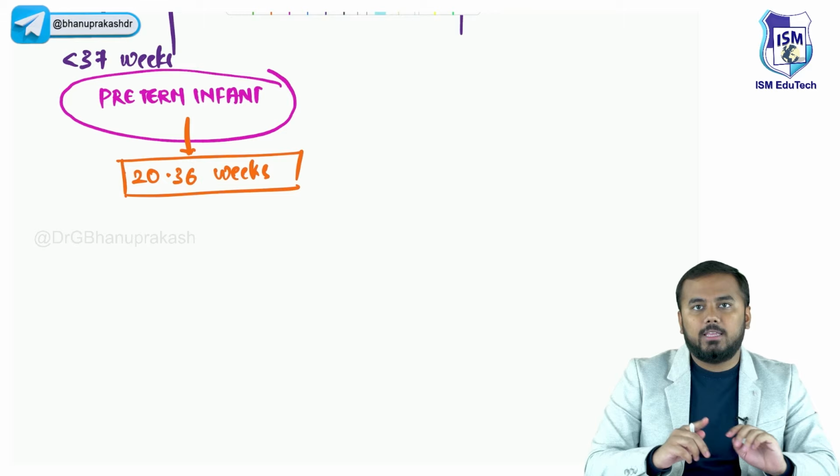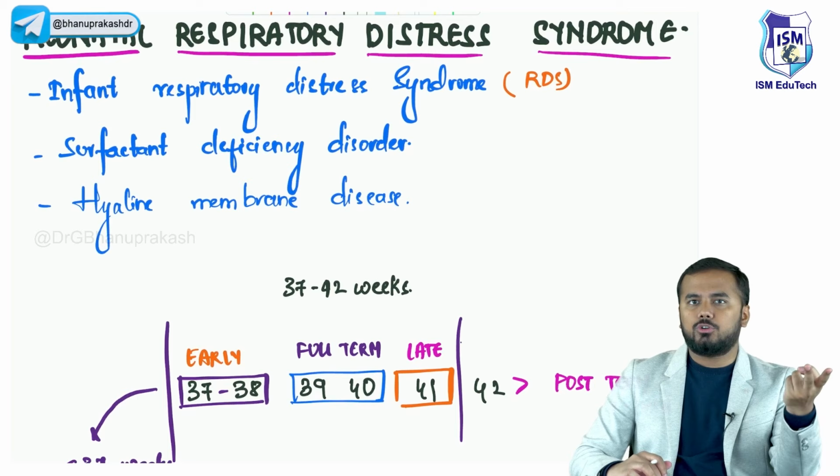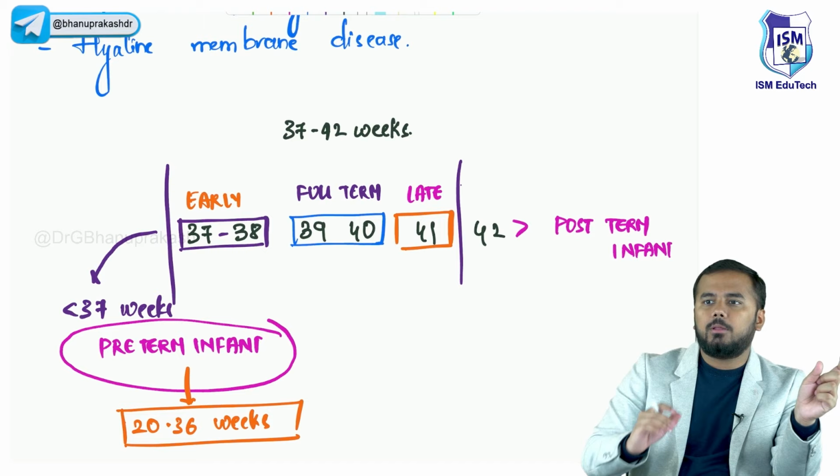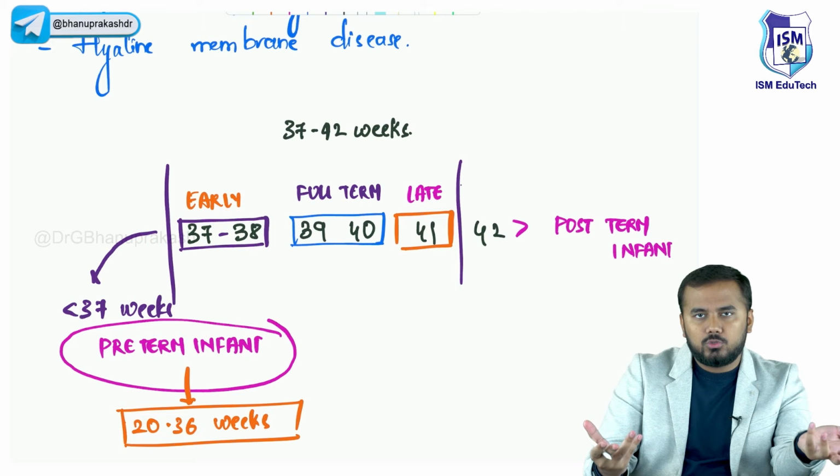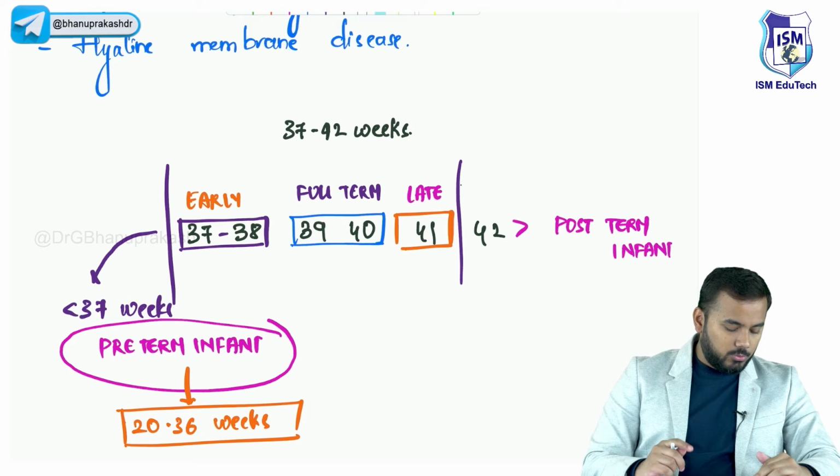So whenever I'm saying neonatal respiratory distress syndrome, the second word that should come into your mind is surfactant deficiency. The third word that should come into your mind is preterm infant. Preterm means if delivery happens between 20 and 36 weeks, that infant is called a preterm infant. So he is at a higher risk of developing neonatal respiratory distress syndrome. Now we shall look at the etiologies.